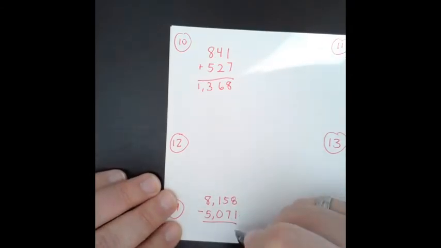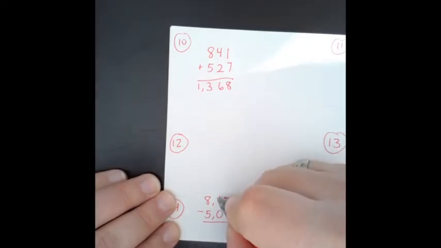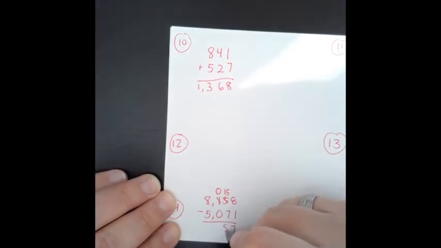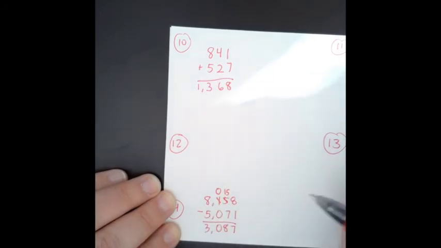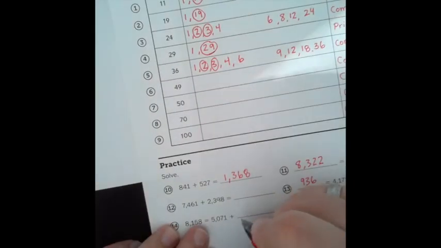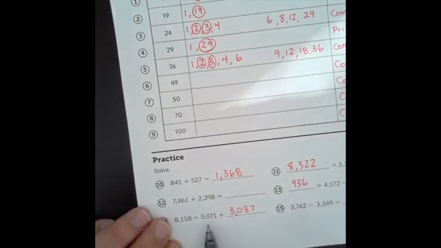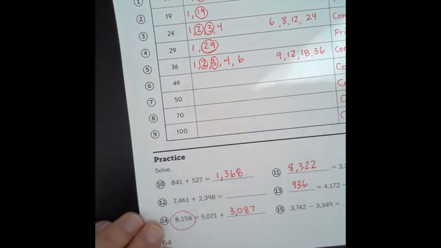So 8 take away 1 is 7. 5 take away 7, we can't do that. We have to trade. So we're going to go here. Trade that 1. There'll be none left. This now becomes 15 tens. 15 take away 7 is 8. 0 take away 0 is 0. And 8 take away 5 is 3. So our answer is 3,087. So I'm going to go ahead and transfer that over. 3,087. And you can check your work by seeing if it's right. So 5,071 plus 3,087, if you add those two together, you should get that number of 8,158.